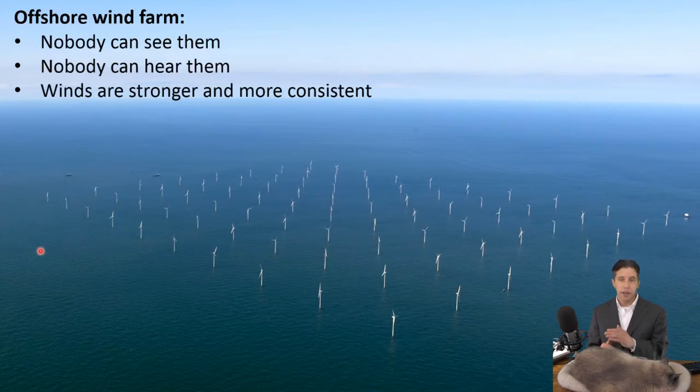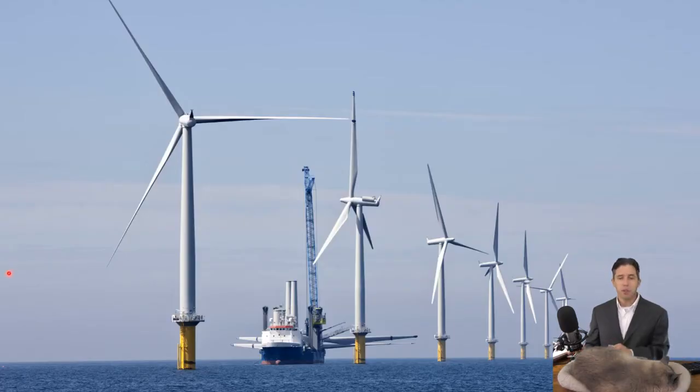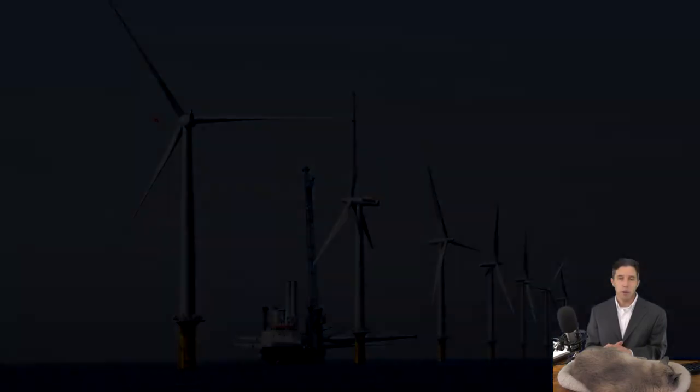So just a little bit out in the ocean, and out there nobody can see them, nobody can hear them, and also the winds are much stronger and more consistent off the coast. So out there they can put in some really big wind turbines. These are the biggest ones that we're currently making. All of these in these pictures are at least 3 million watts apiece.